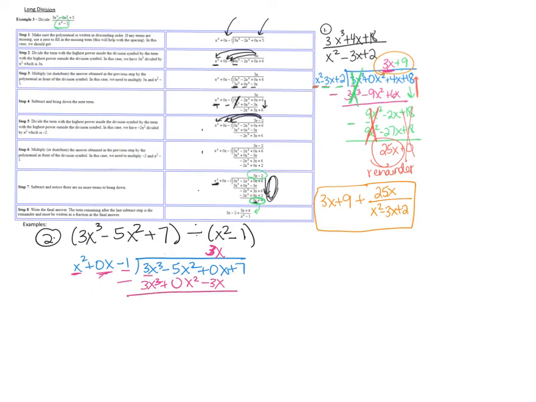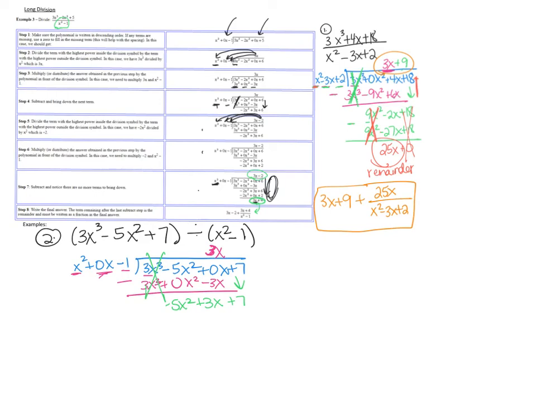When I subtract, that first one's going to cancel. If the first one does not cancel, I've done something wrong. Okay, so that should always happen. So I'm going to have a negative 5x squared minus 0, still going to give me negative 5x squared. 0 minus a negative 3, so it's going to become a positive 3x. And then I'm going to bring down the 7.